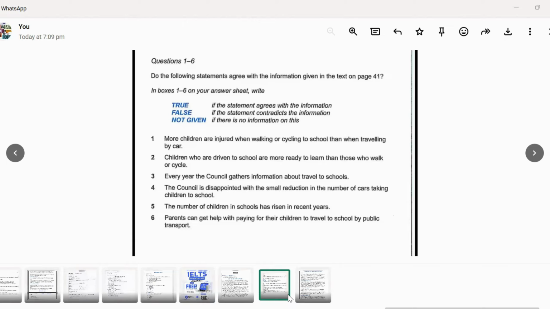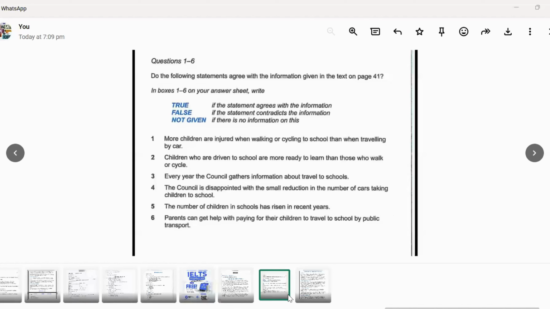Take a look at the statements. Now, try to understand what true means. True means if the statement you're giving agrees with the information in the passage, that makes it true. What does false mean? If the statement contradicts, that is, if it goes in opposite to the information in the passage, that means it is false.